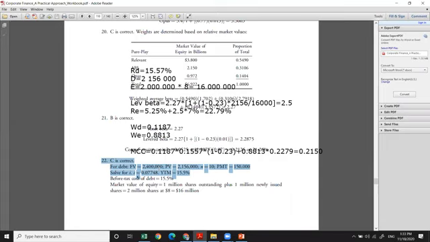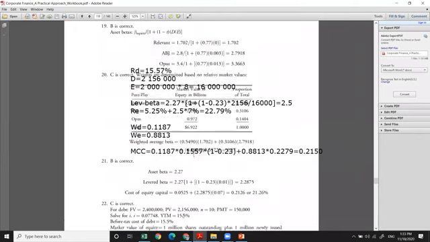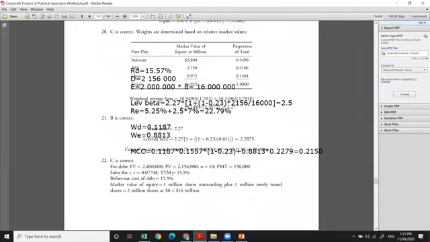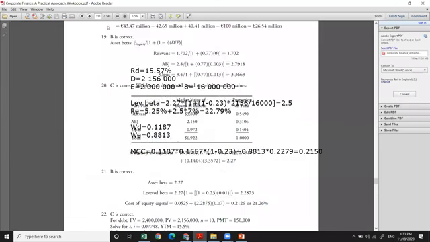This is not correct. What I solved is correct, but this one is not correct. They should have mentioned that it's semi-annual, but they didn't. But still, if you make it semi-annual and consider everything correctly, you still get a YTM almost the same as this number. But follow my way: if it's mentioned it's semi-annual or quarterly, then apply it. If not, don't do this.